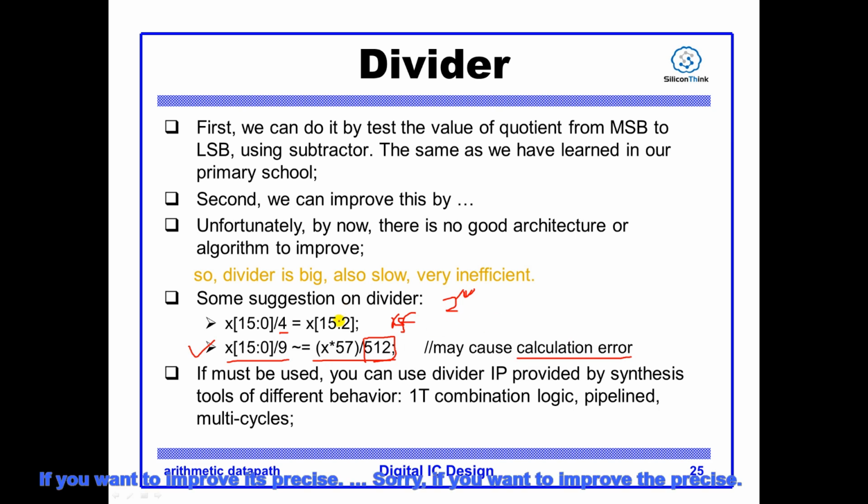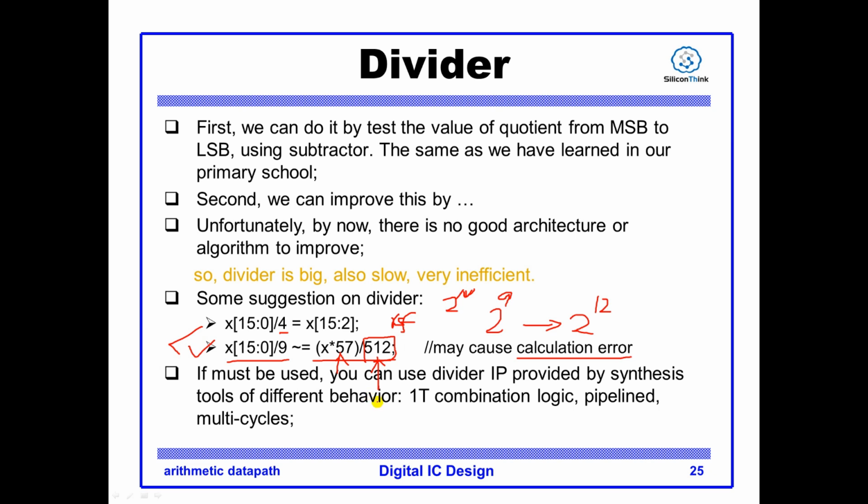If you want to improve the process, usually you can increase this number. For example, now this is 9th power of 2. You can try to increase it to 12th power, and this number will be changed. Okay, if the two are not acceptable, you have to use divider.